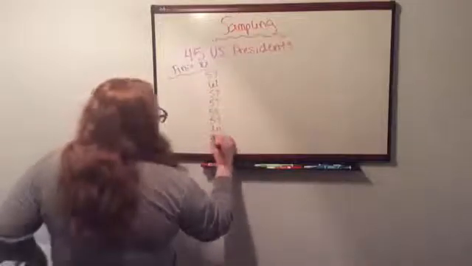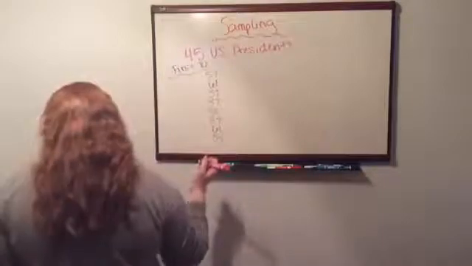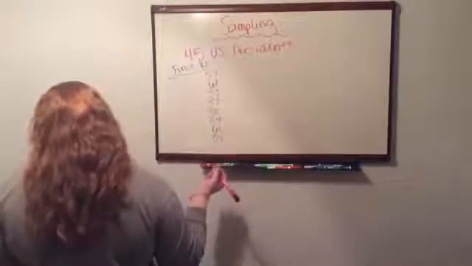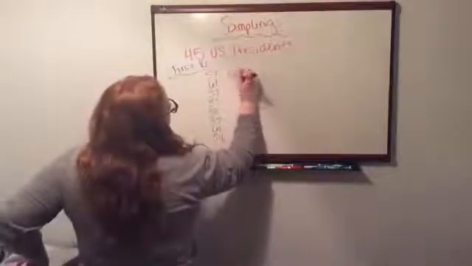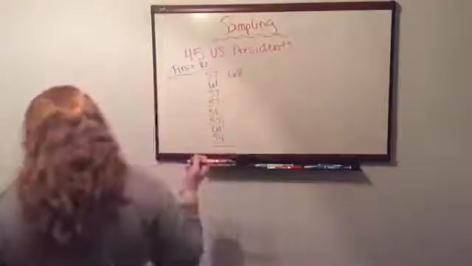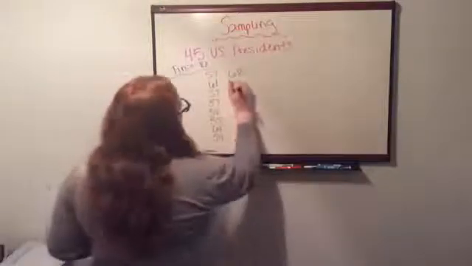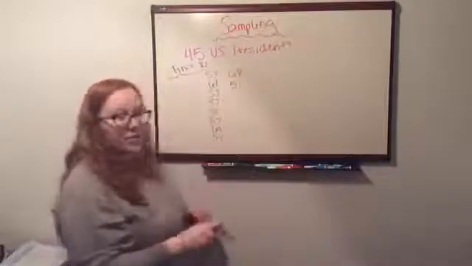Martin Van Buren was 54. William Henry Harrison was 68. And John Tyler was 51. So those were the first 10.